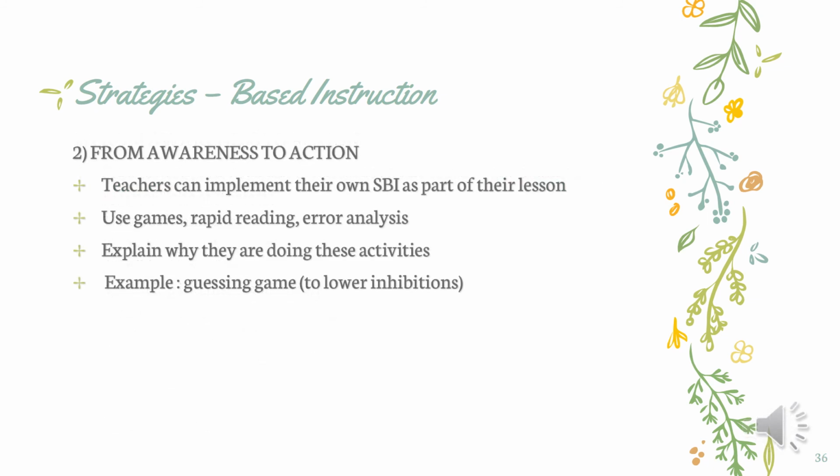Now the students are aware of the characteristics of a good language learner. Teachers can implement their own strategies-based instruction as part of the lesson. Teachers can utilize such techniques as communicative games, rapid reading, fluency exercises, and error analysis. It is important to explain to students why they are doing these activities. So, for example, when students are playing a guessing game, performing a skit, or even singing a song, the teacher can remind them that they are practicing strategies for lowering inhibition.